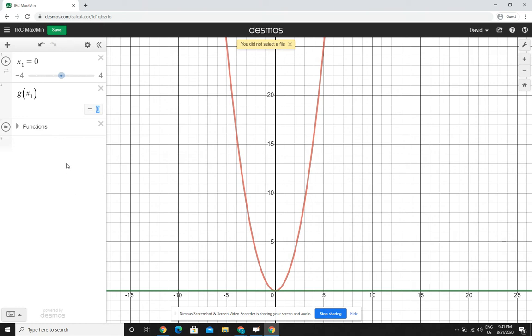Now, I want to have a look here. Is this just a fluke? Here we have this function. It has a minimum value, and the slope of the tangent at the minimum value is equal to 0.